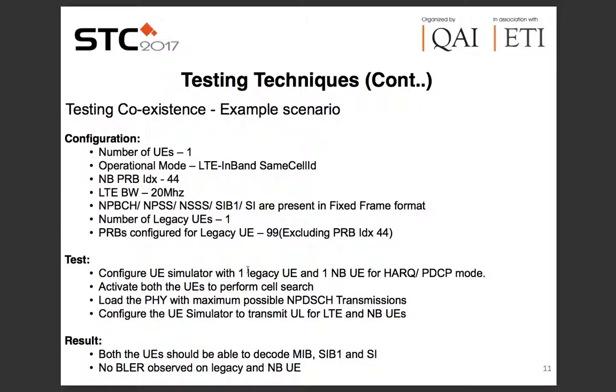Now the test is to configure the UE simulator with one legacy UE and one narrowband UE for HARQ or PDCP mode because we do not consider the higher layers here. Activate both the UEs to perform cell search. Load the PHY with maximum possible downlink transmissions. Configure the UE simulator to transmit uplink for LTE and narrowband UEs both. The result expected should be both the UEs are able to decode MIB, SIB1 and system information and no BLER is observed on legacy or narrowband UE.